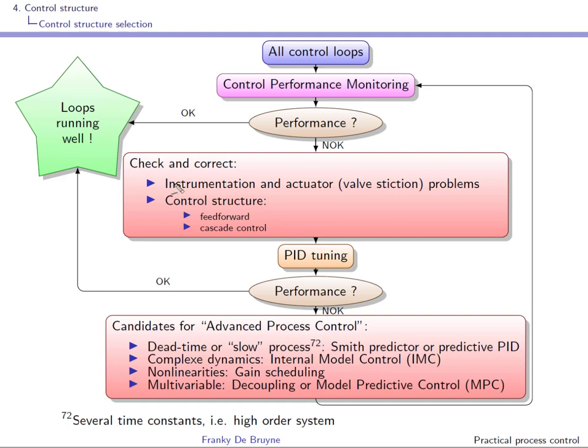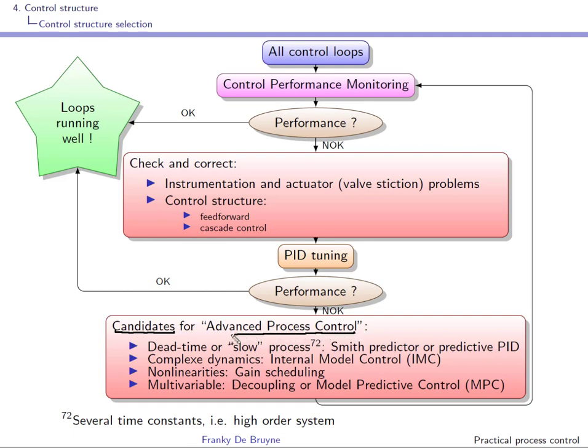Once you have checked and corrected these problems, you can think about PID tuning. Do this tuning and check performance again. If you're not happy with the performance, it could be that the control loop that you're examining is a candidate for more advanced process control.